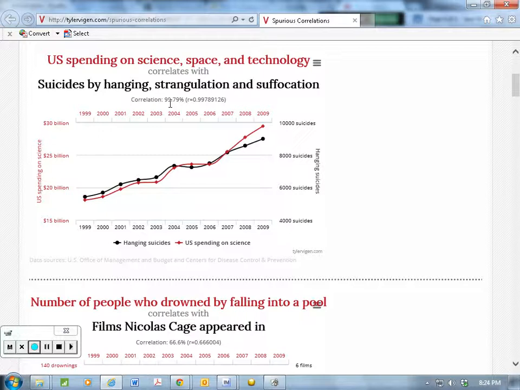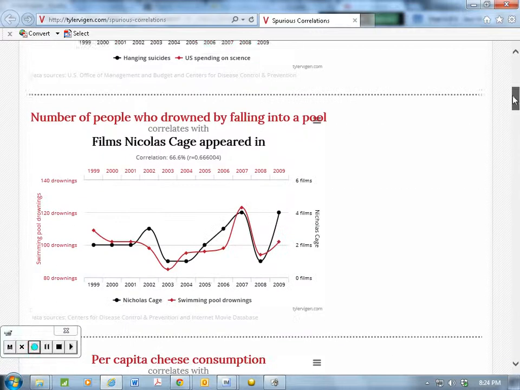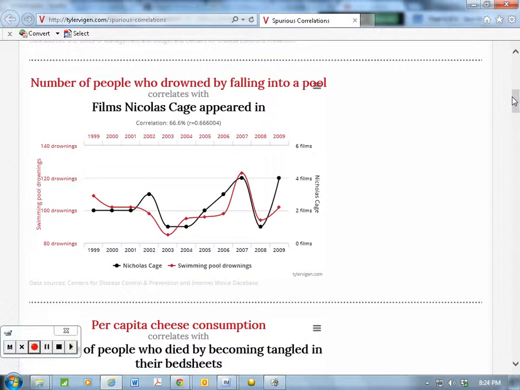Really, really high correlation, but I don't think us spending a lot of money on science and space and technology really affects what's happening with hanging suicides. So just because there's association doesn't mean there's causation. Number of people who drowned by falling into a pool correlates with films that Nicolas Cage appeared in. A correlation of 0.666604004.